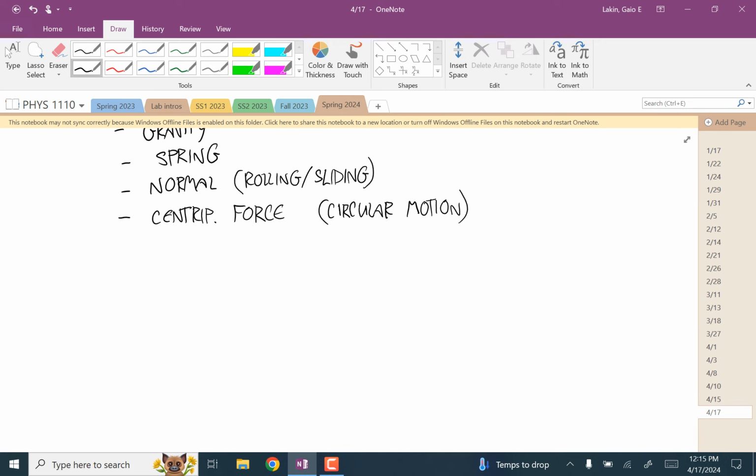So let's go through some problems. I'll put these here just for reference. Gravitational potential energy is the object's mass times 9.81 times the object's height. The spring potential energy is 1/2 times the spring stiffness times x squared, where x is how far the spring is moved from its resting position.